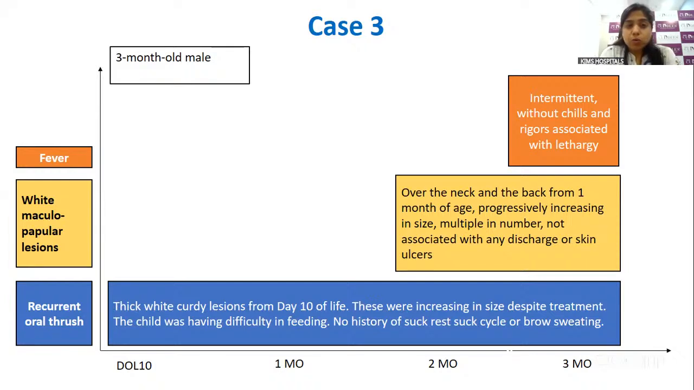Initially, the local practitioner thought it was normal, and later it started to persist. So they thought it was oral thrush and treated accordingly. But during the course of 1 to 2 months, the child also developed white maculopapular lesions that were seen all over the skin. Later, when the child presented to us at 3 months, the child also started to have high-grade fever.